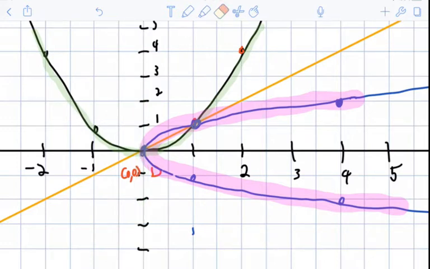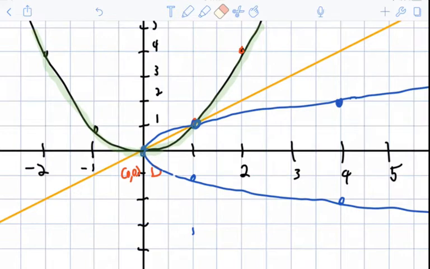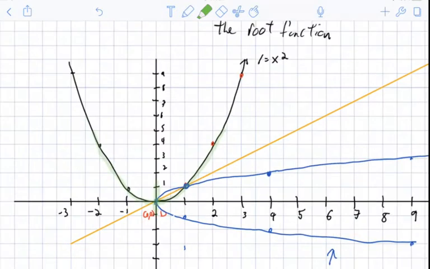The vertex in the parabola corresponds to this endpoint in the root function. Let me write that down.